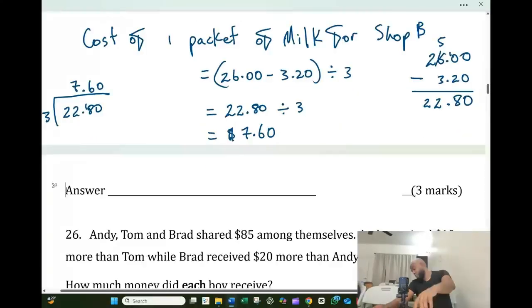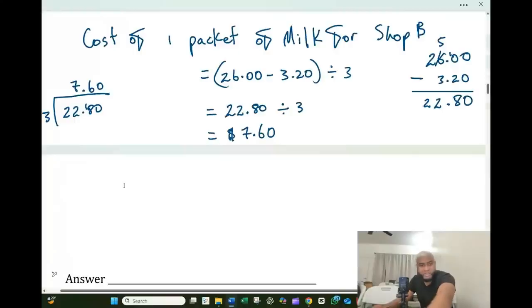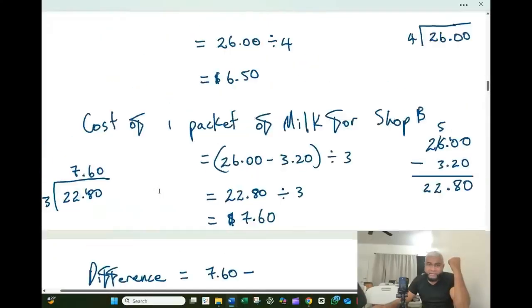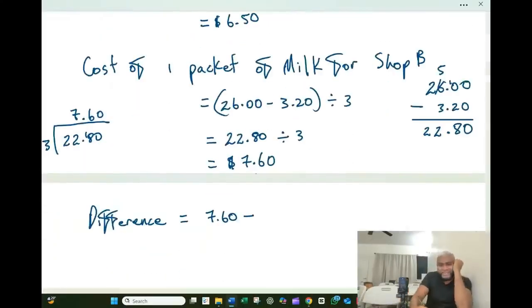Let's work. I'm going to put the word difference. Difference would be equal to 7.60 minus, what was it? Was it 6.80? Let me check again, it's 6.50. Yeah, 6.50.